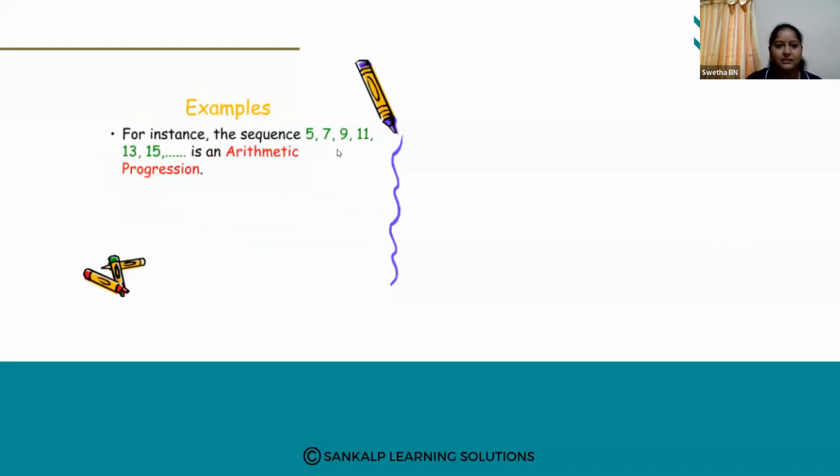Okay, examples. They have given 5, 7, 9, 11, 13, 15 as an arithmetic progression. What is the rule behind this, Panchami? Is it an arithmetic progression? Yes, ma'am. So how can you say it is an arithmetic progression? Ma'am, because it has a constant difference. The difference is 2. Very good.